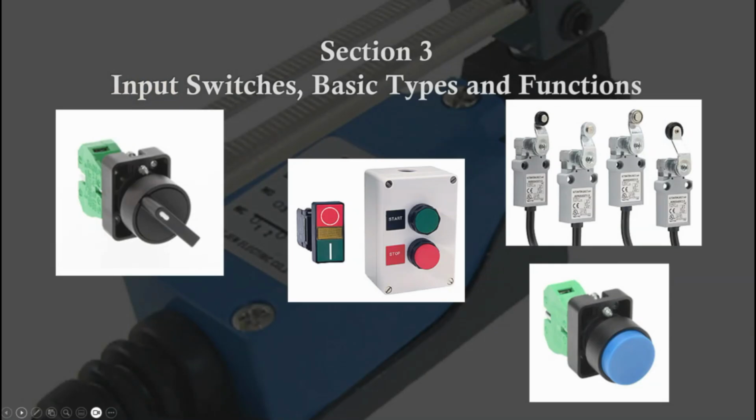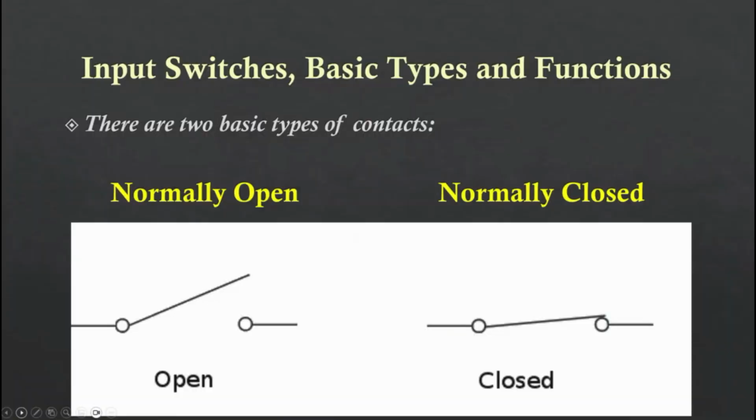Now, input switches, basic types, and functions. So there are two basic types of contacts, the normally open and the normally closed. And you can see in the examples here of the symbology on the left there, the open, where you can see clearly power is not flowing through it, and then closed, where the arm is down and actually making contact and power is feeding through it.